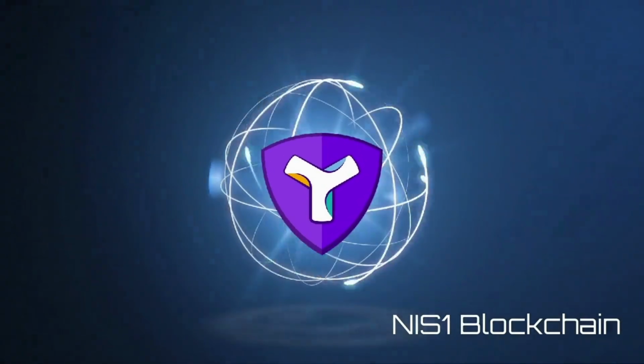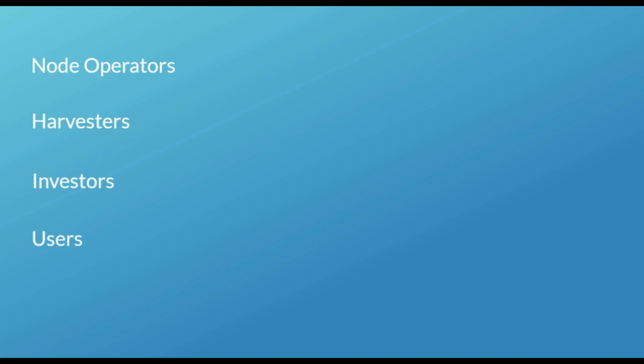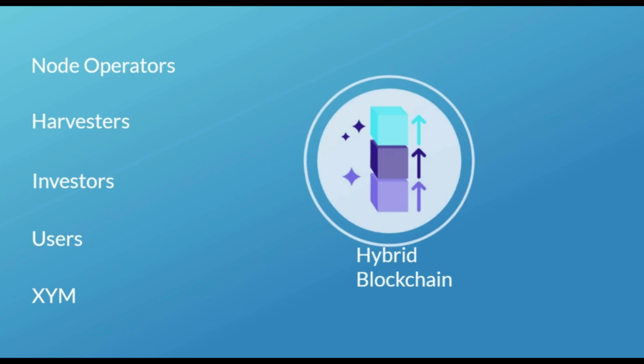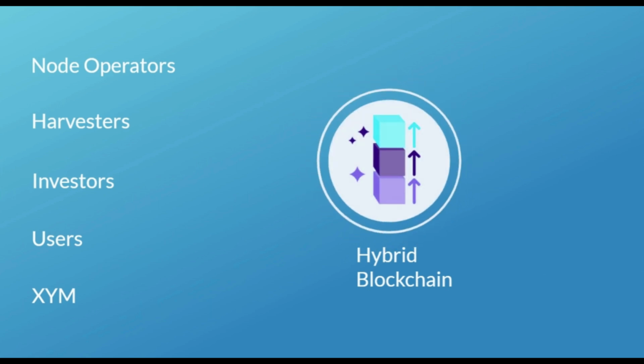How does it work? Symbol is a self-sustaining economic ecosystem involving node operators, harvesters, investors, users, and the XYM token. The system has a hybrid chain design. This means both private and public blockchains are linked, which is meant to allow users to exploit the advantages of both when carrying out different functions.